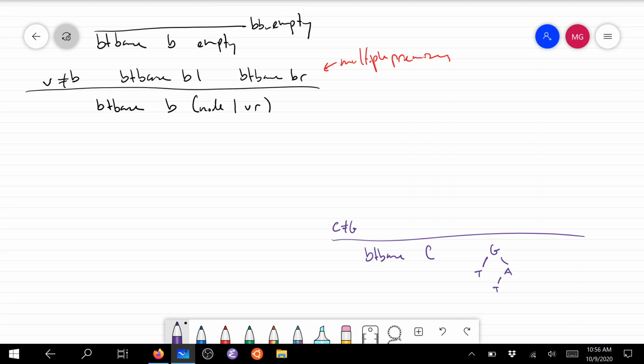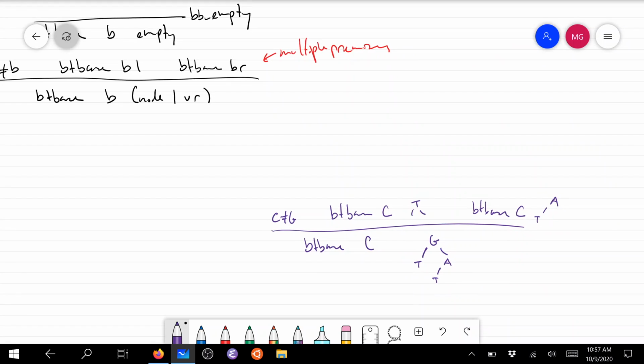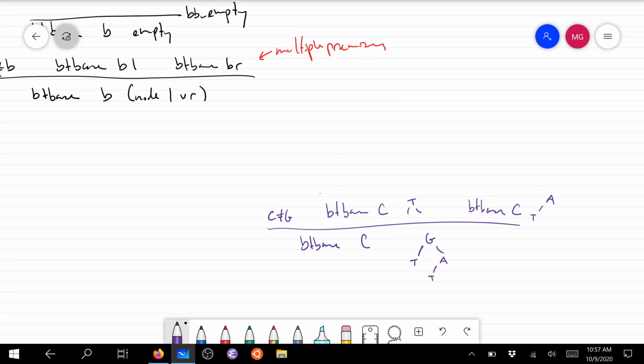C not equal to G, and we would need to find BT base C T. I'll just draw the little empty things, because that's a leaf. And then we would also need BT base C A T. Okay, so now what's interesting is now there's two subderivations, right? We need one for here and we need one for here. This is what's called a side condition. Okay, let's do these subderivations.